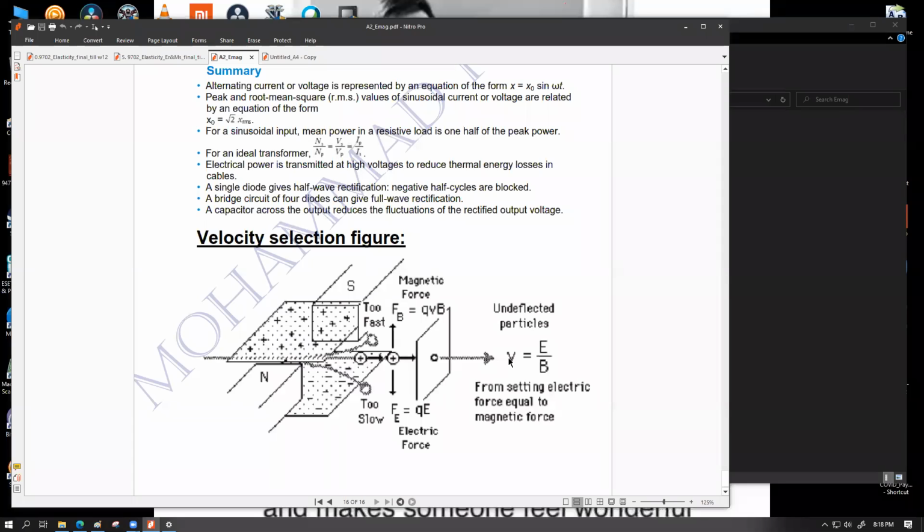The force that is affected by the speed of the particle is the magnetic force. The electric field force is not affected by speed. So in other words, I can say that the electric field force would be only dependent on the charge of the particle.